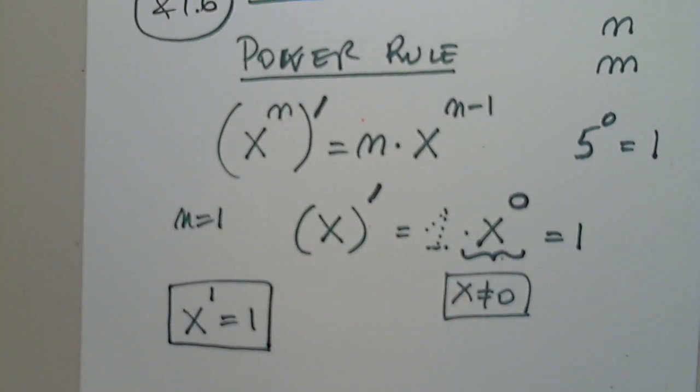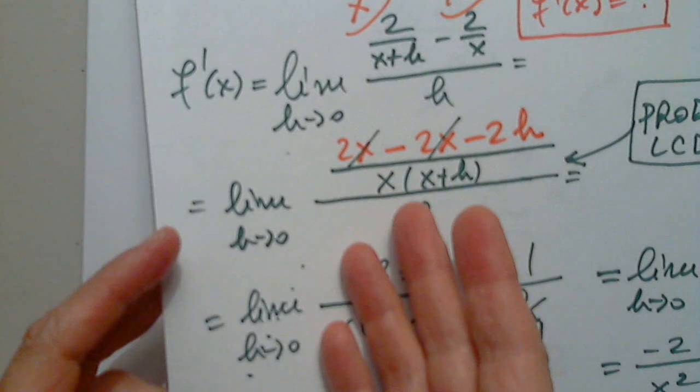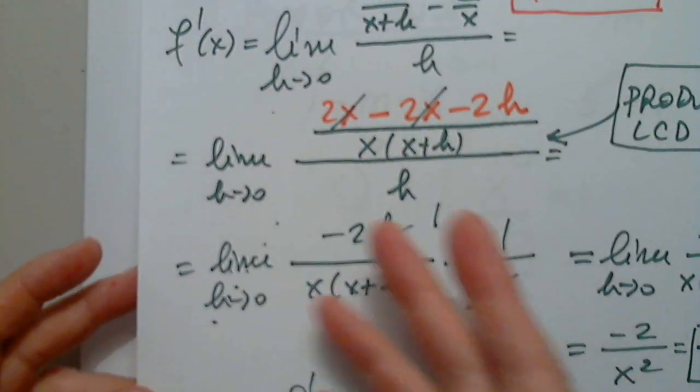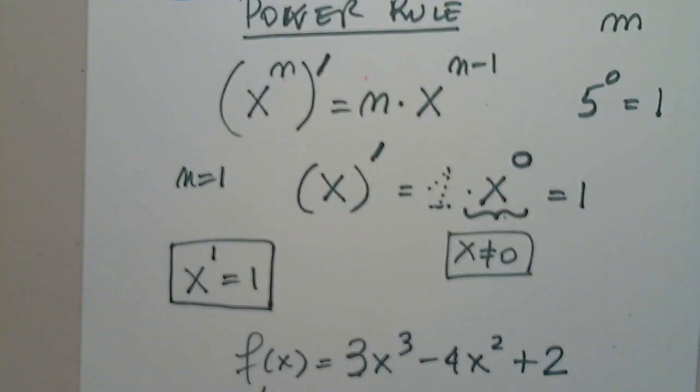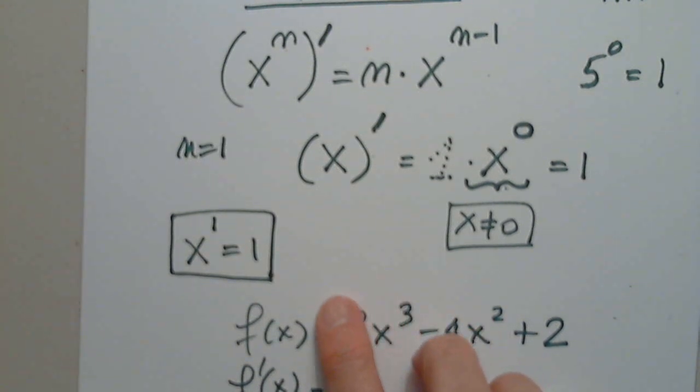So now if I ask, let's say we have a function that is 3x to the third minus 4x squared plus 2. And we want to find f prime, and we don't like this method. Nobody likes this method. Look at how many steps. This is a complicated situation. No, I want to use the power rule. So I have to differentiate this.